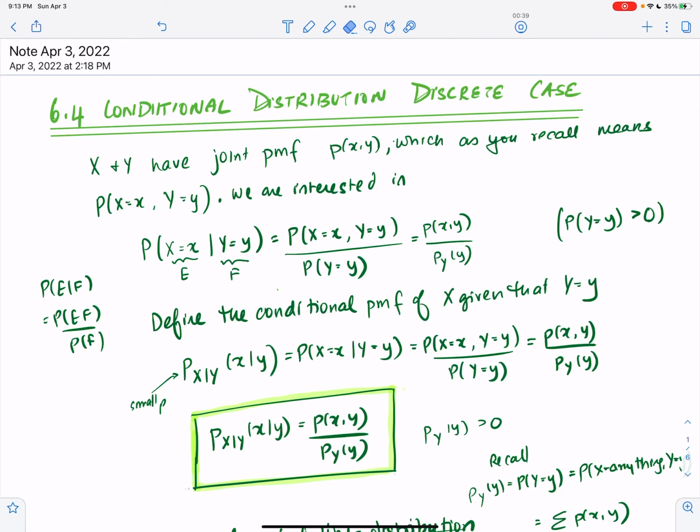Hi everyone. What we're going to look at in this video is conditional distributions, both in the discrete case and the continuous case. What you're considering in these sections 6.4 and 6.5 of Ross's textbook is what can you say about a random variable X given that the random variable Y equals a certain value?